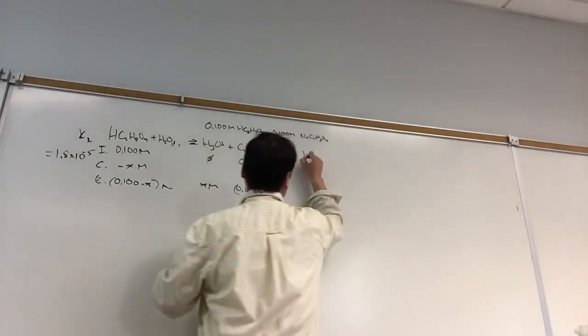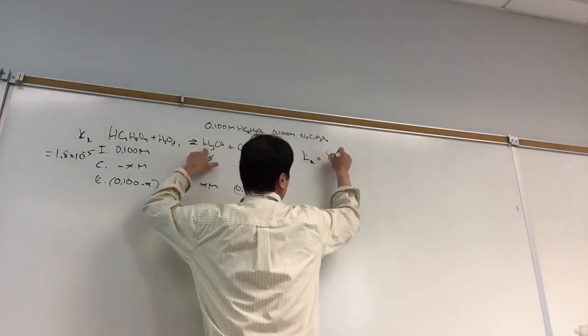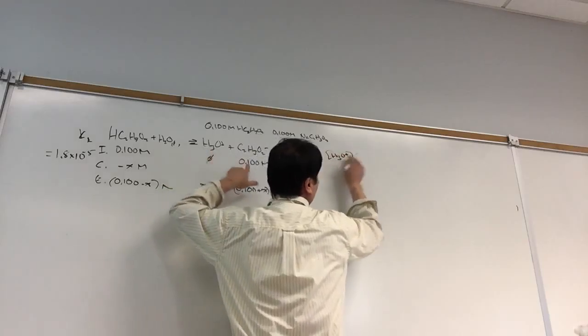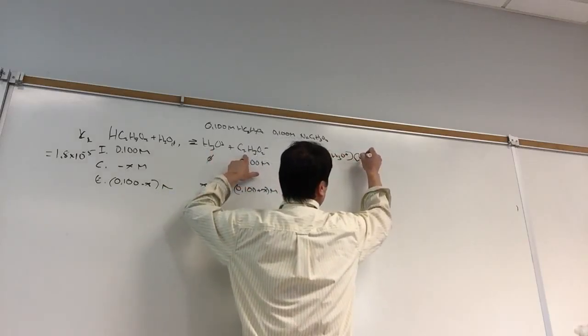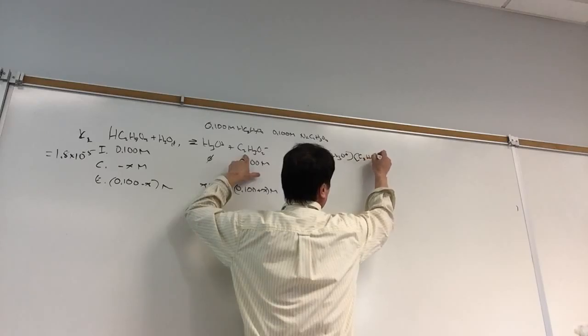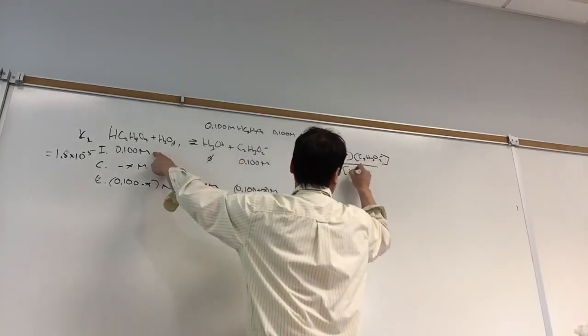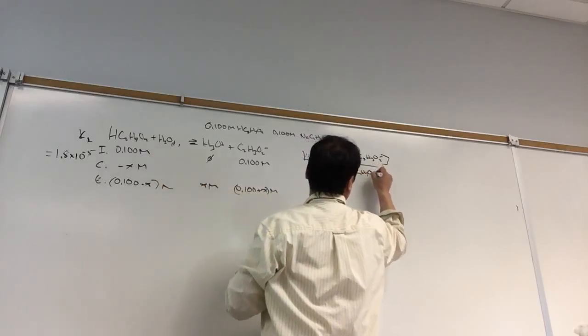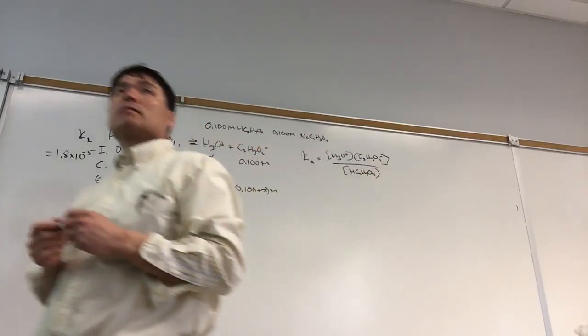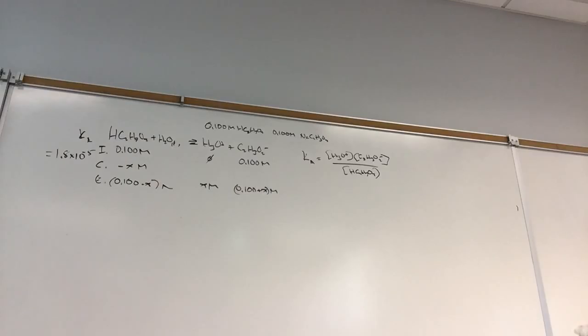If we solve this, Ka is equal to, and on the test you should also write the full expression of this in case you make a mistake and get the wrong answer. You can get more partial credit if you actually write this out. And then go ahead and solve this for X.